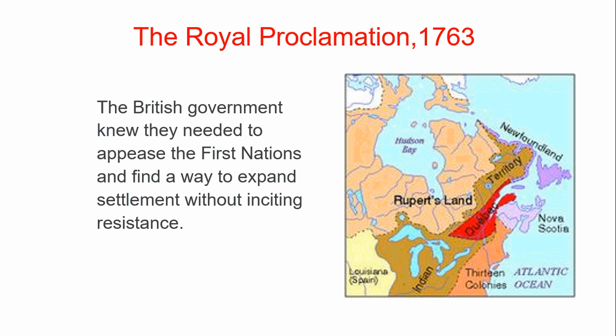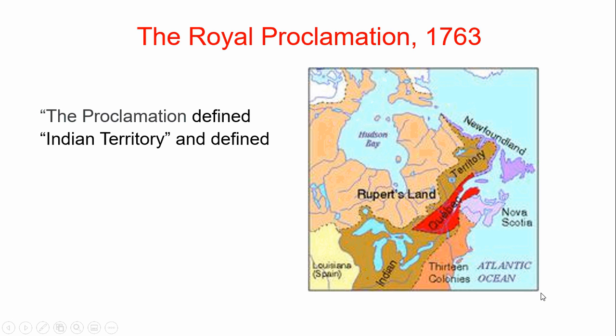And so, in order to do that, they knew that they needed to find a way to appease the indigenous people who were living in the west, right? And they wanted to be able to expand without there being any resistance from the indigenous people in the West. Okay, and so this royal proclamation was written, right? The word royal means it's coming from monarchy, right? From the royal family.